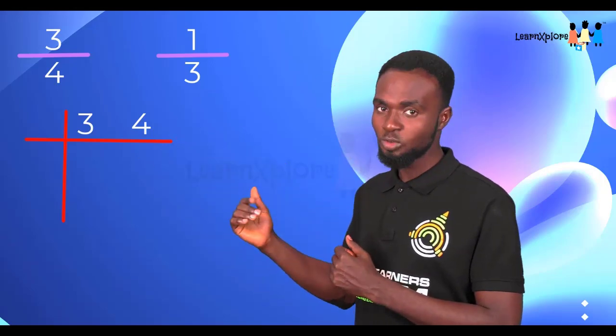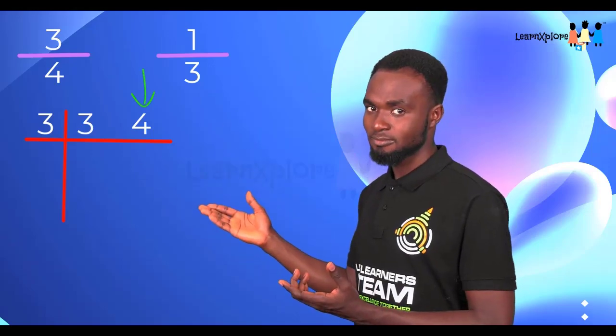You put the numbers side by side, 3 and 4. What is their common factor? Do they have common factors? 3 and 4? No, so you divide it by any of the numbers. So let's start with 3. How many times will 3 divide 4? It cannot divide it without a remainder, so you bring down 4.